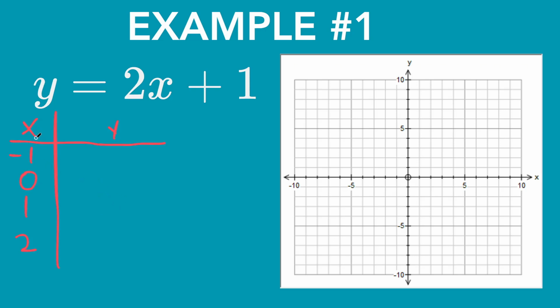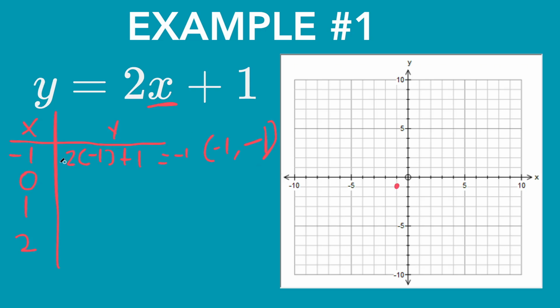Now let's plug our x values into our equation. The first thing we want to do is plug -1 into our x value here. So it's going to be 2 times -1 plus 1. This is going to equal 2 times -1 is -2, and -2 plus 1 is -1. So our coordinate here is going to be -1, which is from our x value, and our y value is also going to be -1. So our first point is going to be over here.